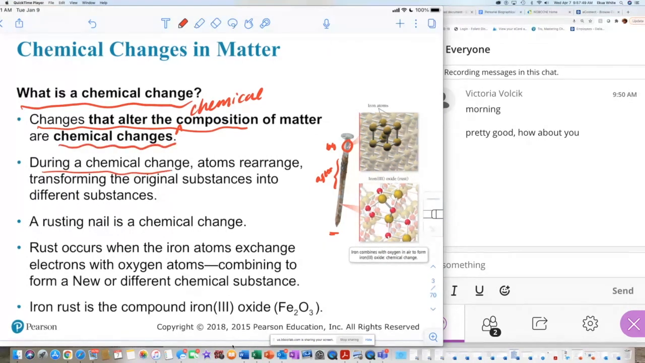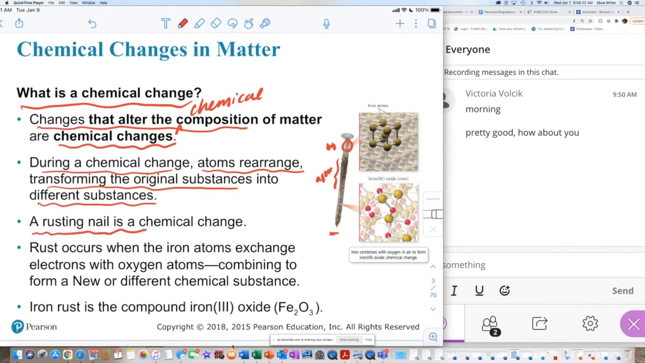During the chemical change, atoms will rearrange themselves, transforming the original substance into a brand new substance or a different substance. Okay, so you have atoms rearranging themselves, and they rearrange themselves differently. It's not just a rearrangement. Bonds will break, new bonds may form, right? Sometimes a new element or atom adds to the pre-existing element, and in the end, you have a whole new chemical, right?